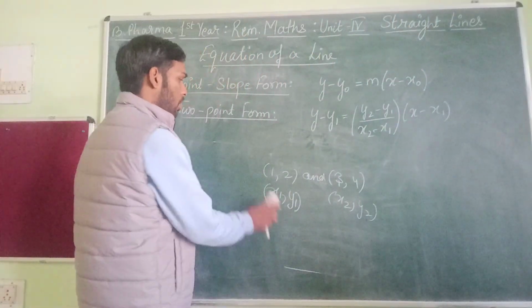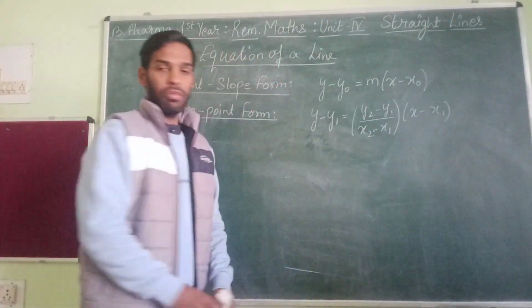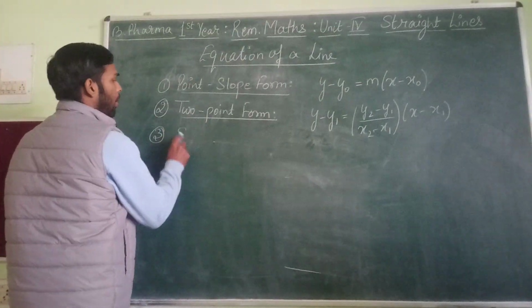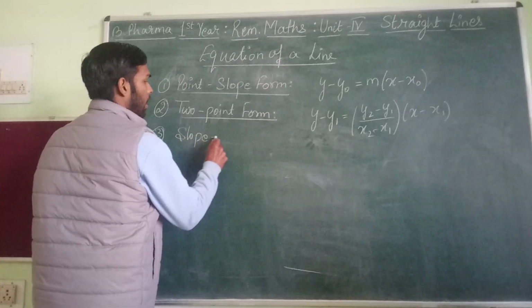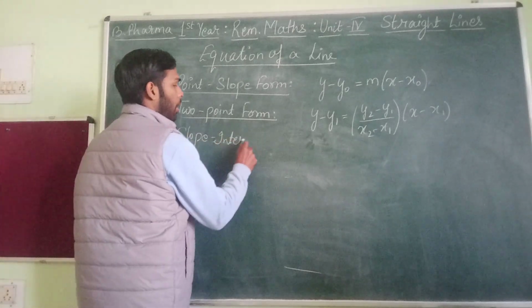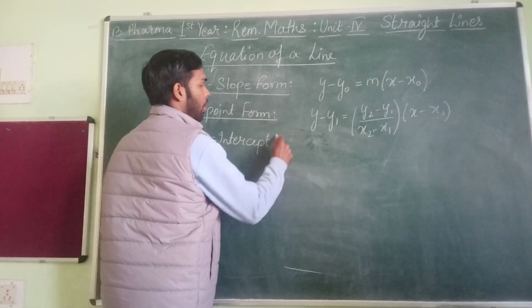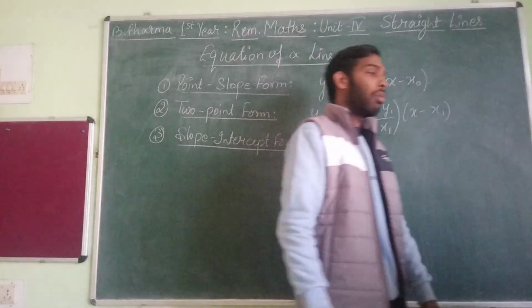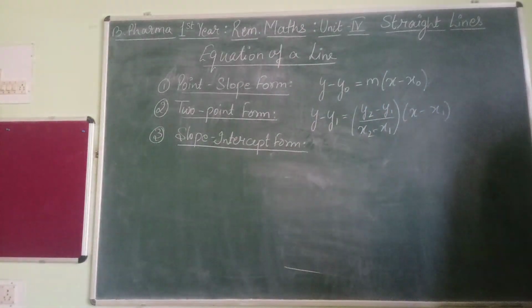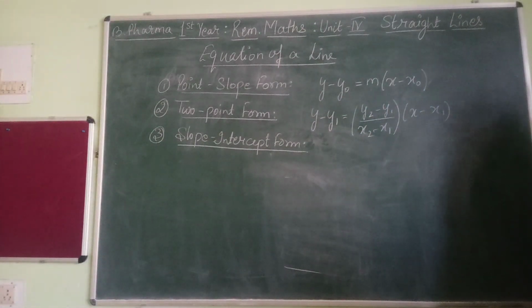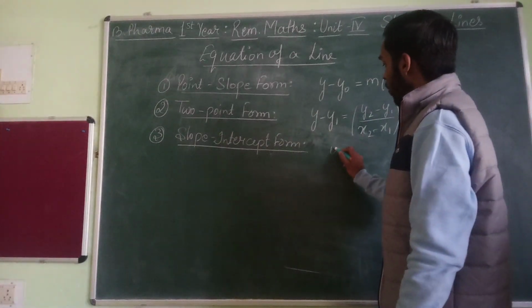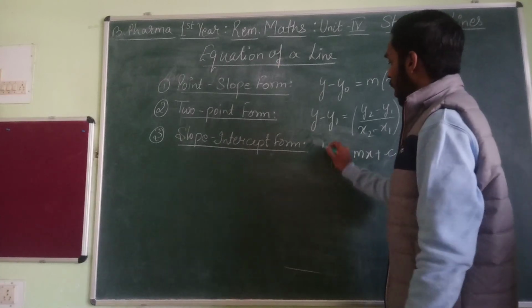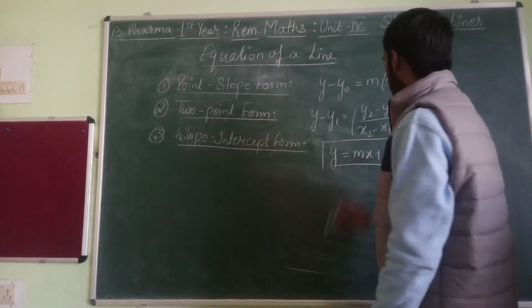Okay, let's come to the next form. The next form is the slope intercept form. This is a very important form, which is highlighted in your syllabus also for remedial mathematics. Slope intercept form of a straight line: y is equals to mx plus c.